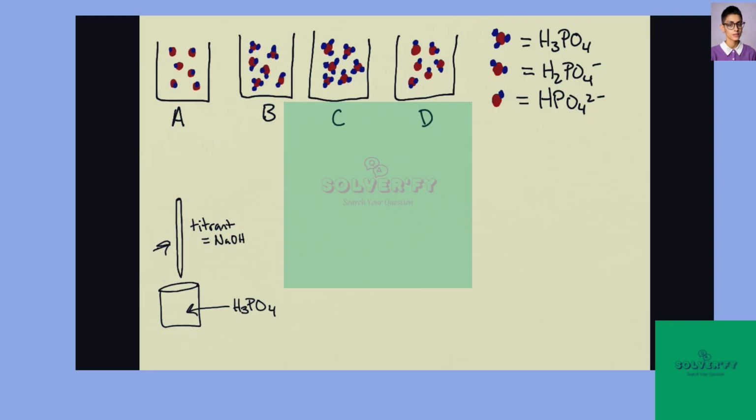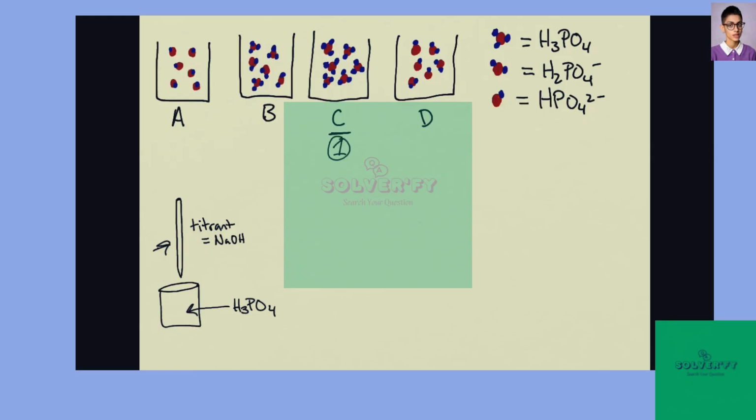Our first step, at the very beginning of the titration before any NaOH is added, we have a beaker full of just H3PO4. The red spots are phosphate groups, and the smaller blue ones are hydrogens. So these images right here with 1 large red spot and 3 smaller blue ones is the original phosphoric acid that we begin with. So we know that our initial beaker will look like C with all H3PO4 molecules.